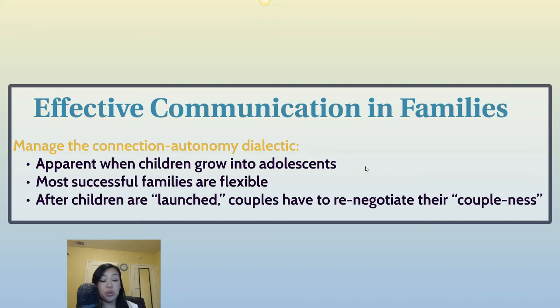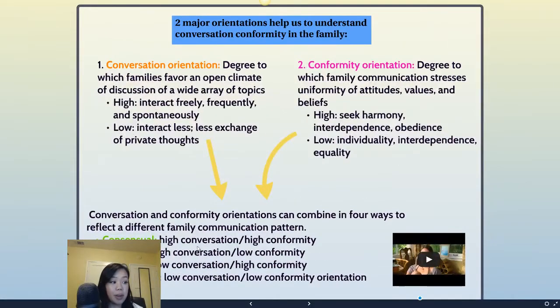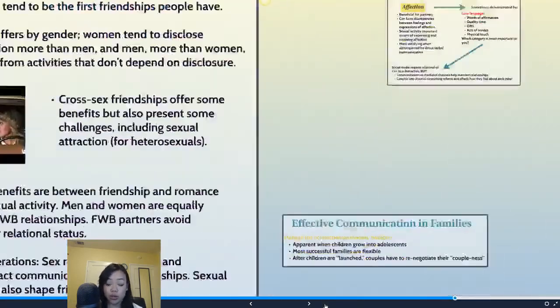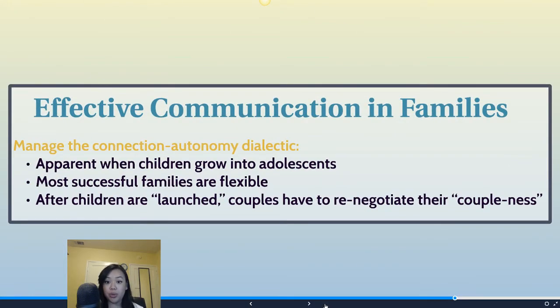So, for example, if you know that your family is very pluralistic, where they have a lot of conversation and they're low on conformity, you know that starting up the conversation will be easy for you, because if your family already has a pattern of talking freely and spontaneously, starting up tough conversations won't be hard for you. Does that make sense? So identifying your pattern is really helpful in understanding how you can start dealing with dialectical tensions.